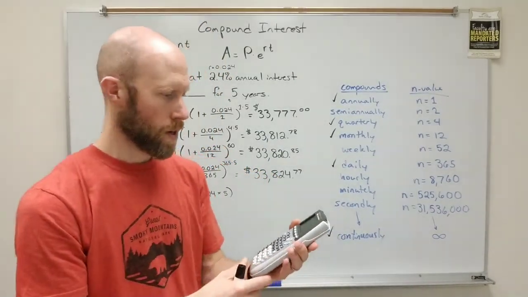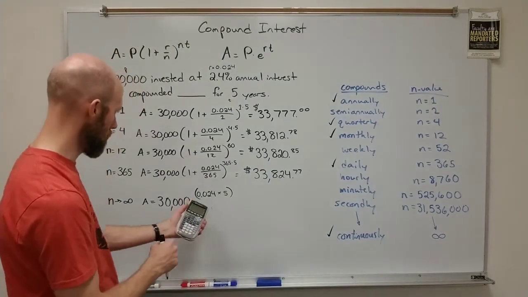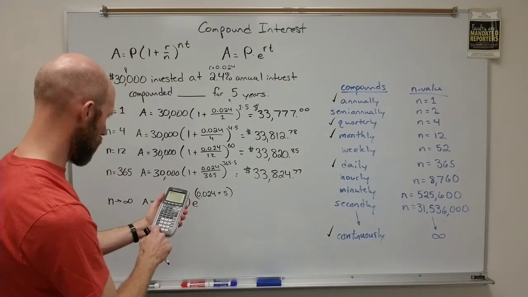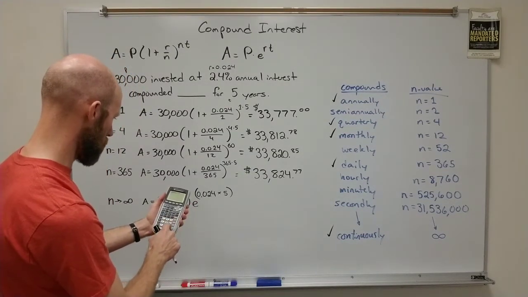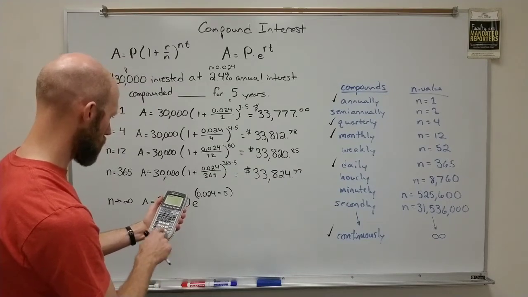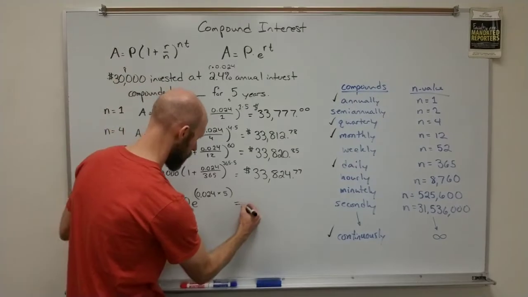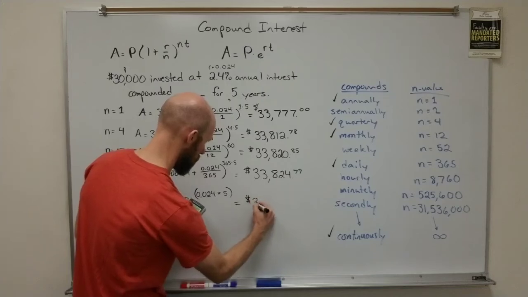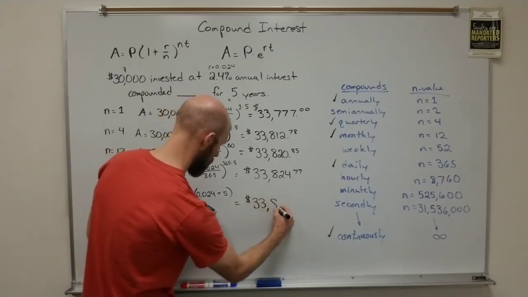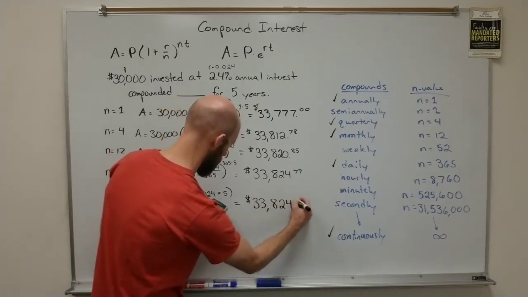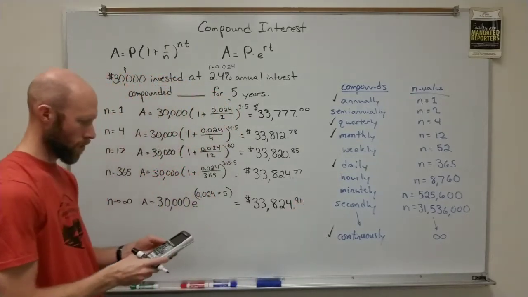I like the other one. It's one less step. And I put 0.024 times 5 up there in the exponent, and I get a value of $33,824.91 when I round it off.